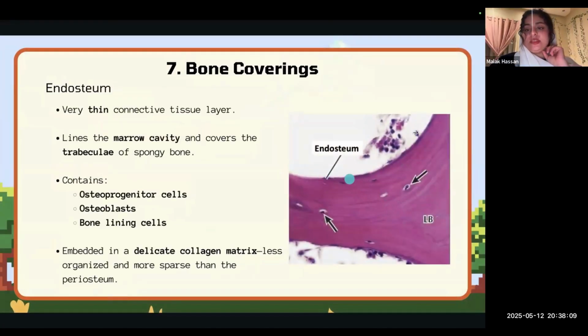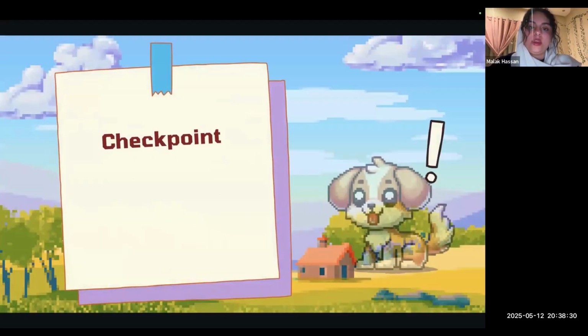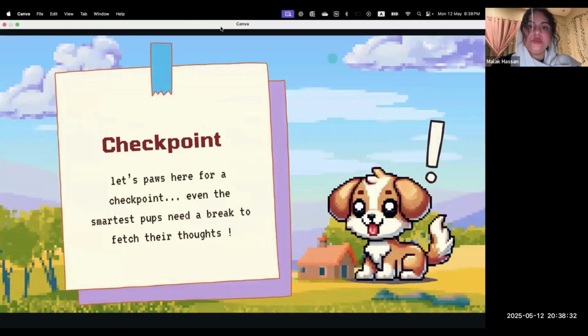Now the endosteum, this is the endosteum, it's the inner covering of the bone, and it has a very thin connective tissue layer. It lines the marrow cavity and it covers the trabeculae of spongy bone. It contains osteoprogenitor cells, osteoblasts, and bone lining cells. And that is checkpoint number 2.